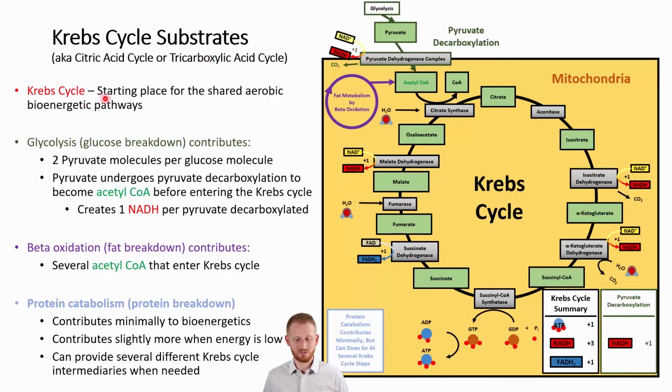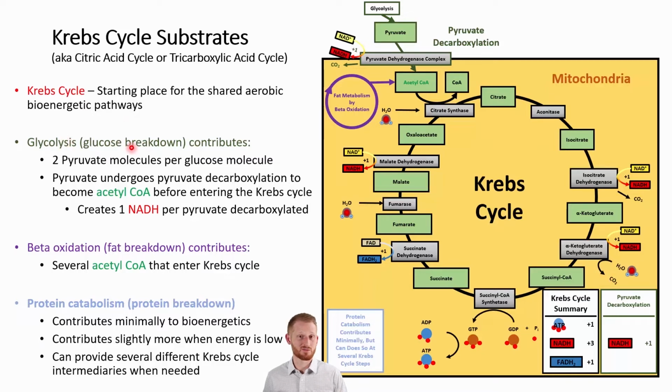All right, so the Krebs cycle is the starting point for the shared aerobic bioenergetic pathways, which is why we're starting with it in this video. In order for the Krebs cycle to work, we need to be fueling it with intermediaries, basically substances that it can use. There's various ways we can do this. We can do it through lots of different energy substrates. So let's talk about each of those right now.